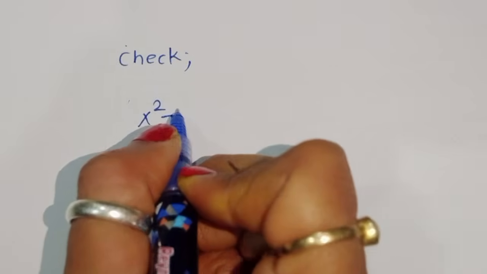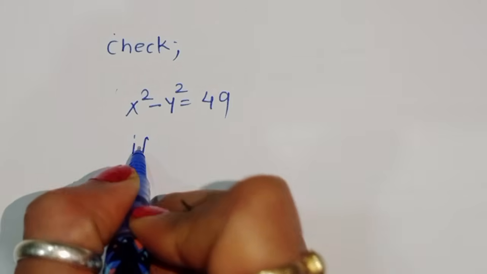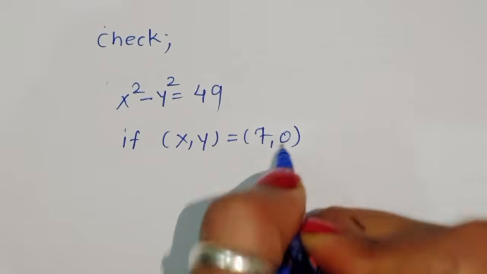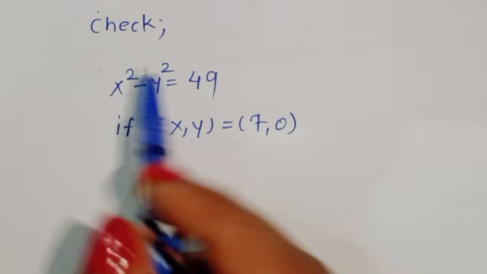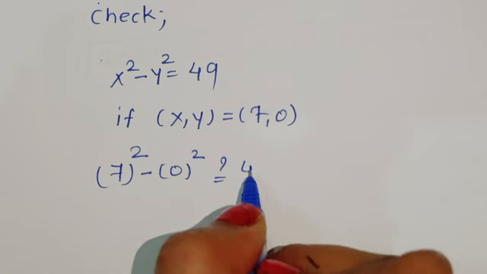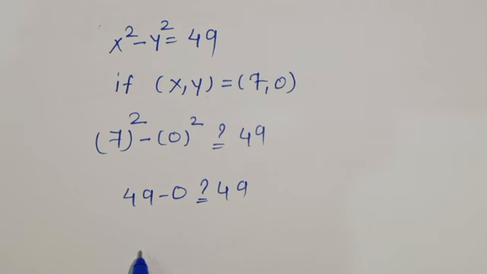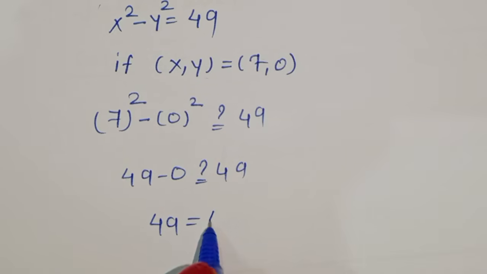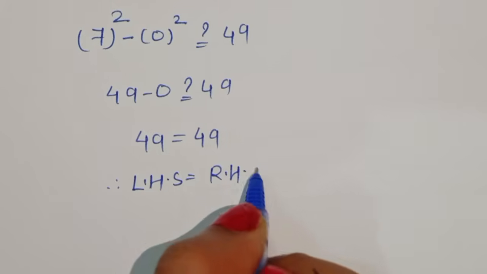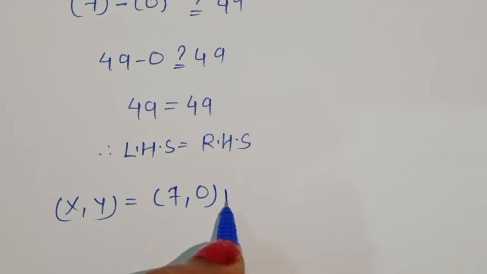x square minus y square is equal to 49. This is our question equation. So if xy is equal to, value of x is 7 and y is 0 according to case 1, if we substitute these values here, we will get 7 square minus 0 square, question mark 49. Now 7 square is 49 minus 0, 49 minus 0 is 49. So we can say 49 is equal to 49 here. Therefore LHS is equal to RHS. So xy equal to 7 and 0 is a correct solution for this equation.